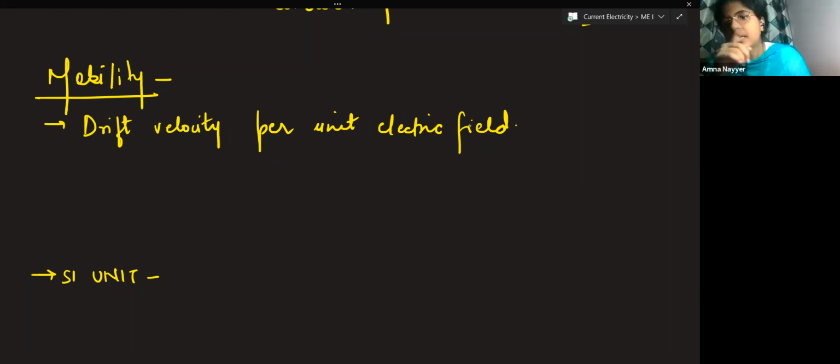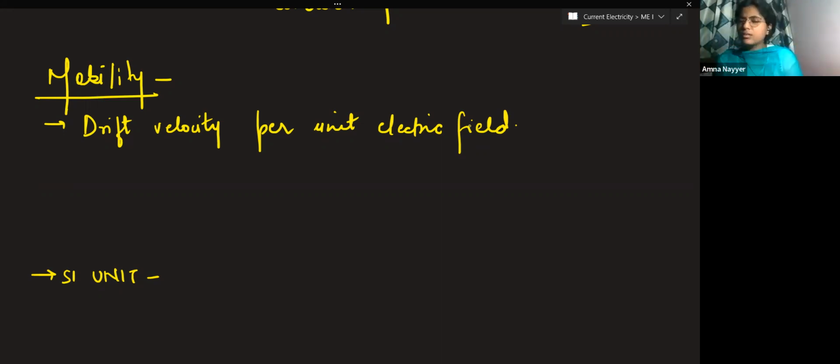If your electric field is 1 volt per meter or 1 Newton per coulomb, then whatever is the velocity at that time, we call it mobility. It tells how much the charge is able to move under the applied electric field. Basically, mobility is the same as drift velocity. You can relate it with drift velocity. The difference just arises with electric field. In drift velocity, we considered some magnitude of the electric field. In case of mobility, we consider that electric field is 1.